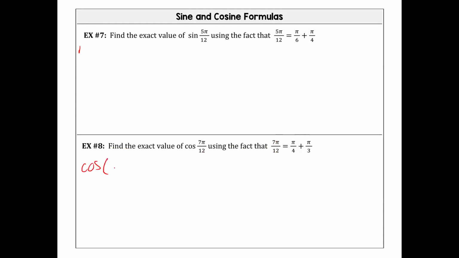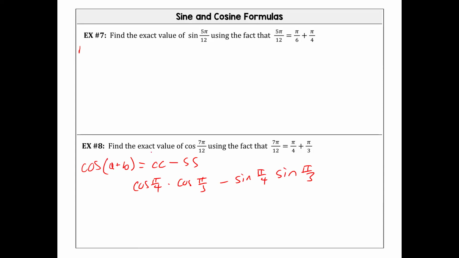So for cosine of A plus B, that means you're going to have cosine of A times cosine of B minus sine of A times sine of B. Does that make sense? So we're going to plug in our values. So we have the cosine of pi over 4 times the cosine of pi over 3 minus the sine of pi over 4 times the sine of pi over 3. Unlike addition, order matters for subtraction. So make sure your order is correct.